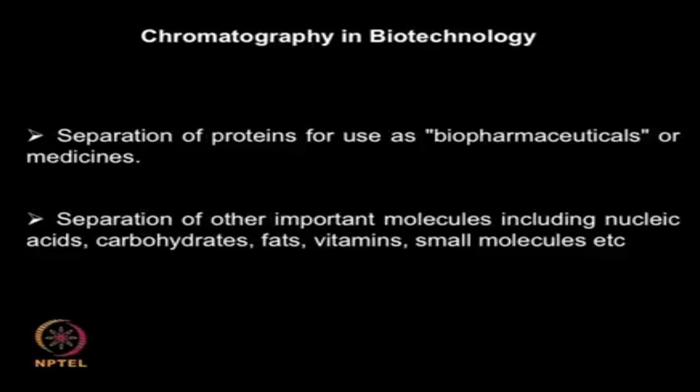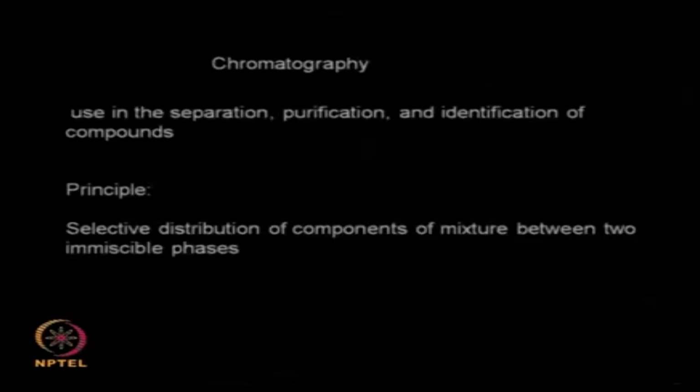So chromatography is widely used in biochemical engineering, bioprocess engineering, biopharmaceuticals and medicine, and it is also used for separating out carbohydrates, fats, vitamins, small molecules and so on actually. So it has got a very wide range of application. It can be used for separation, it can be used for purification, and also it can be used for identifying compounds. There is analytical chromatography which is called high performance liquid chromatography or high pressure liquid chromatography, that is HPLC, which is used for identifying compounds in a mixture.